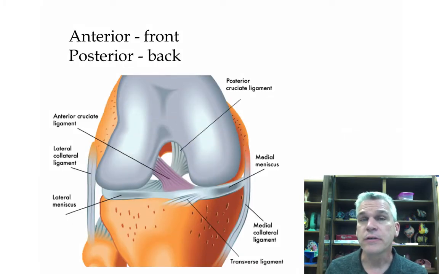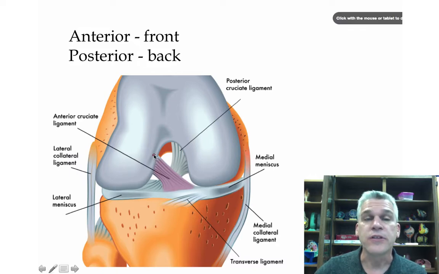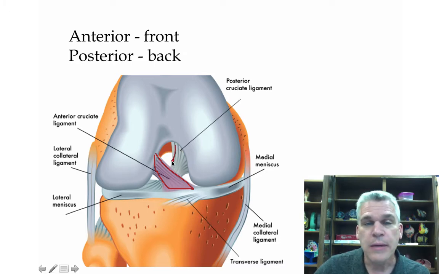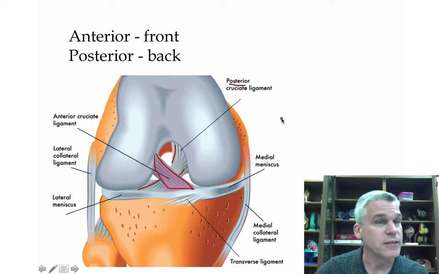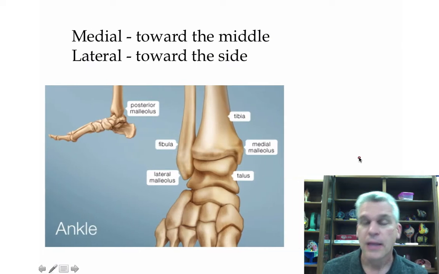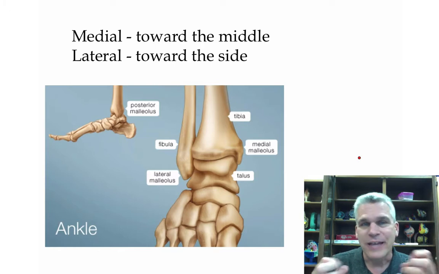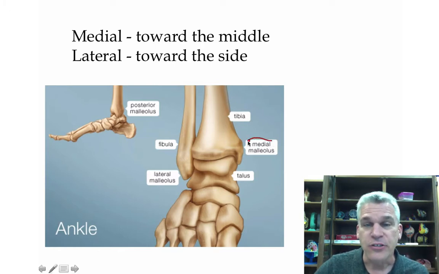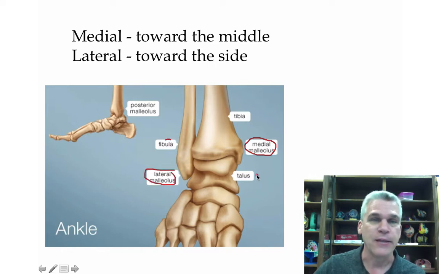Anterior means front, posterior means back. So for instance, we have all heard of the anterior cruciate ligament, or the ACL. Well, right behind it is the posterior cruciate ligament. See how they do that? Front, back. Medial means toward the middle. Lateral means toward the side. So you know in your ankle, those two little balls that kind of stick out from the sides, they are actually called the medial malleolus, the one on the inside. The one on the outside is called the lateral malleolus.